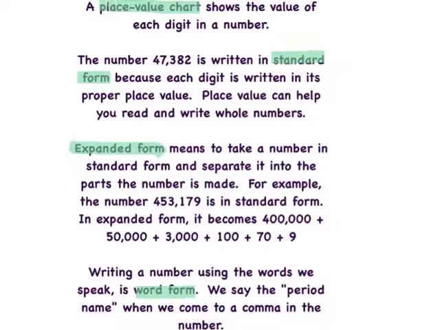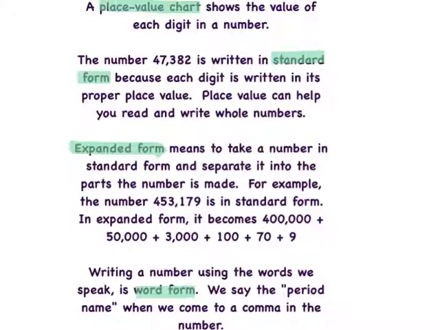In this lesson, we will be looking at reading and writing whole numbers. As we saw in the last lesson, a place value chart shows the value of each digit in a number. But let's say we were looking at the number 47,382. Here we see it written in standard form because each digit is written in its proper place value. Place value can help you read and write whole numbers.